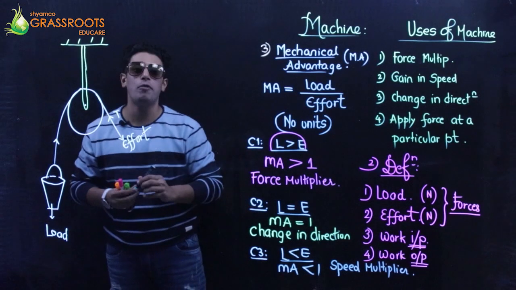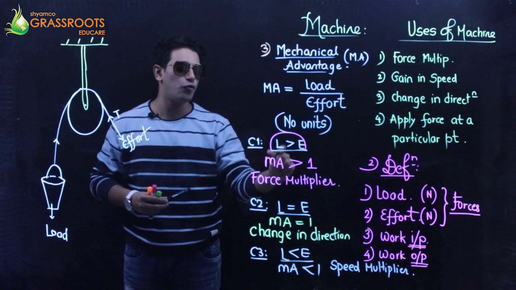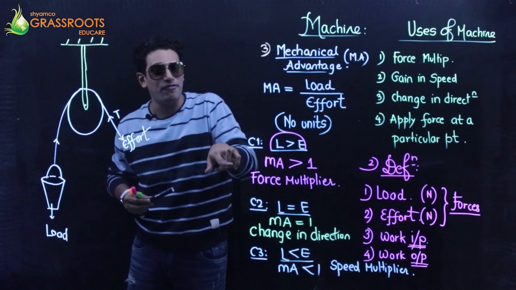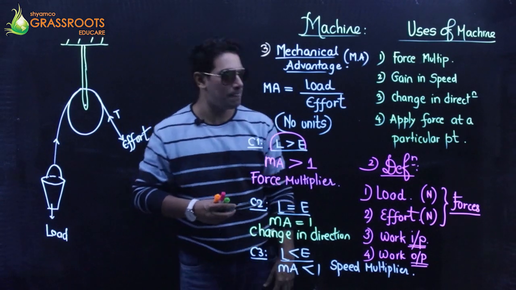Now always remember, a machine simultaneously can never act as a force multiplier and a gain in speed. It can either be a force multiplier, or it can be a speed multiplier.